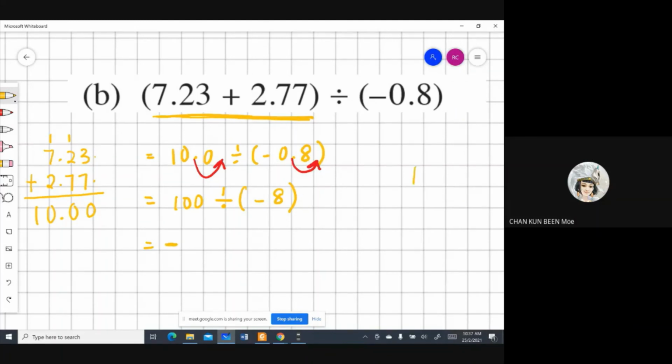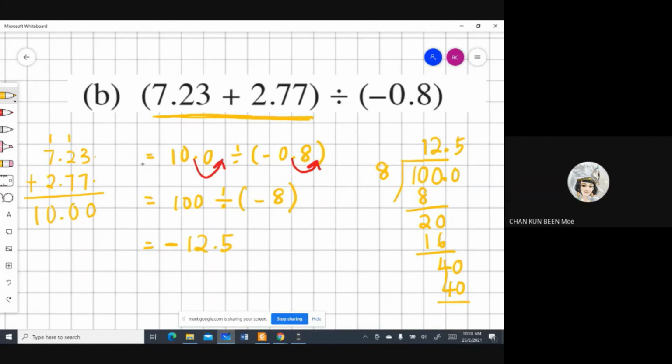And then again, the calculation for this, you show it on another piece of paper. Divide by 8. Okay, so 8 times 1, 8. Remaining 20. 8 times 2, 16. Remaining 4. So you add another 0 to finish it. Once you add 0, there will be a decimal. 8 times 5, 40. Okay, then it's done. So the answer is negative 12.5.